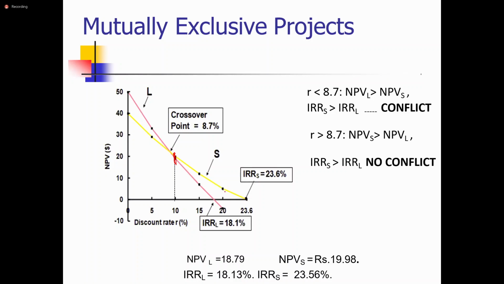Then at 15%, NPVS is greater than the NPVL. So no conflict in the NPV. And also if you look at the IRR, IRRS is greater than the IRRL. So no conflict in this range.